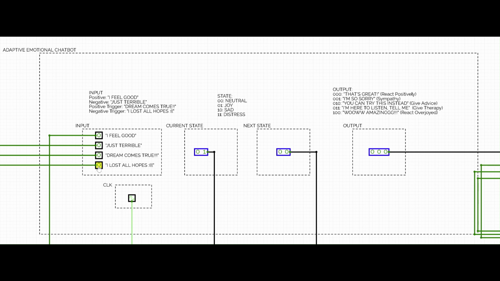But for example, if you are in the neutral state, let me reset the state. So if you are in the neutral state and you receive something that is a negative trigger, you can see here, instead of going to the sad state first, it will jump directly to the distress state, because you have not received something happy like I said before.